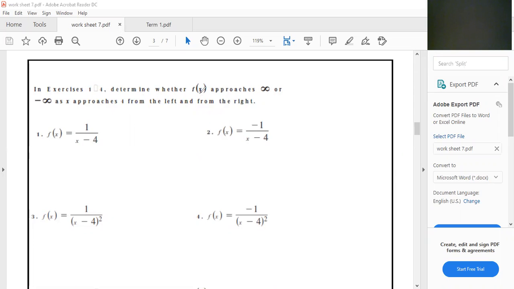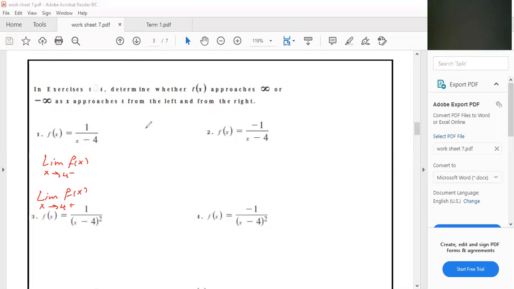Determine whether the function f of x approaches infinity or negative infinity as x approaches 4 from the left and from the right. In this case, I told you that this is the reciprocal function. I want to find the limit of f of x, the given function, when x approaches 4 from the left. That is the first request. Second one, the limit of f of x when x approaches 4 from the right.